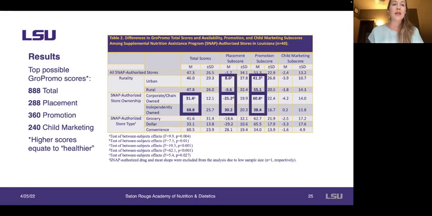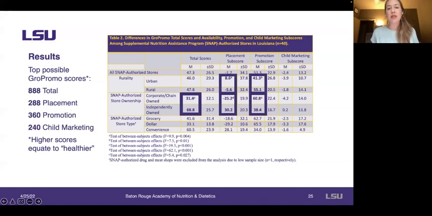Lower scores indicate that the food environments favor these less nutritious products, which is not surprising, as all of the scores are rather low. On average, the total score among all of our sampled sites was about a 47 out of 888. That is rather low. So this shows us that for the most part, these SNAP authorized stores are really priming consumers for the selection of those less nutritious products that are high in added sugar, saturated fat, and sodium, for example.